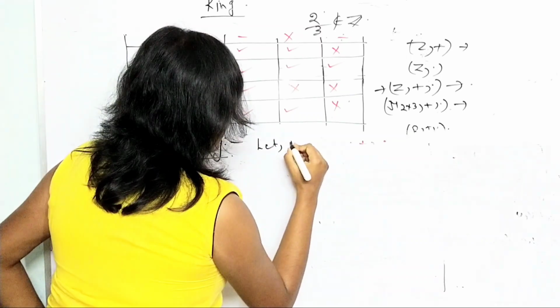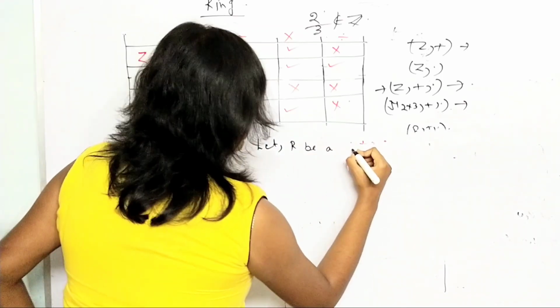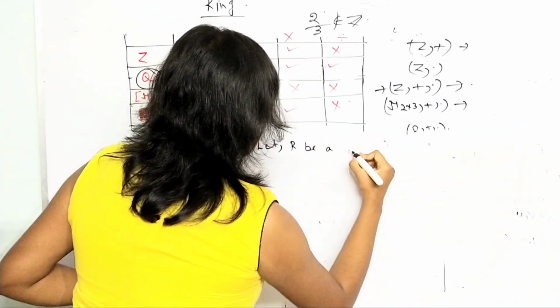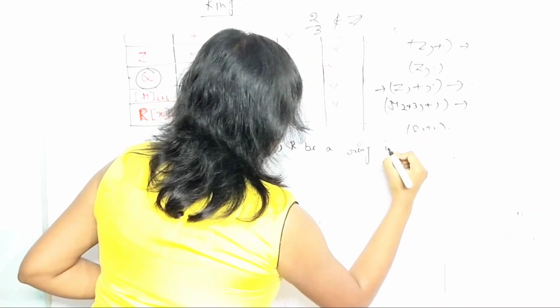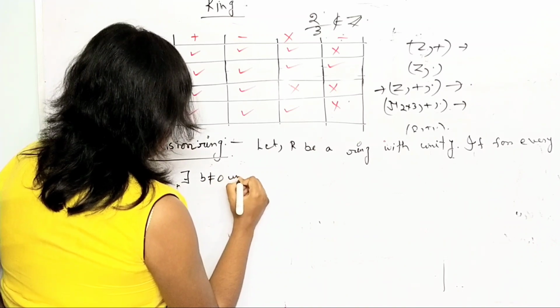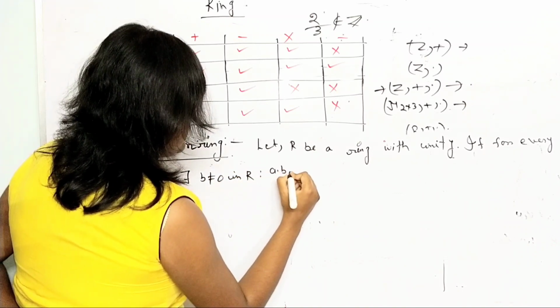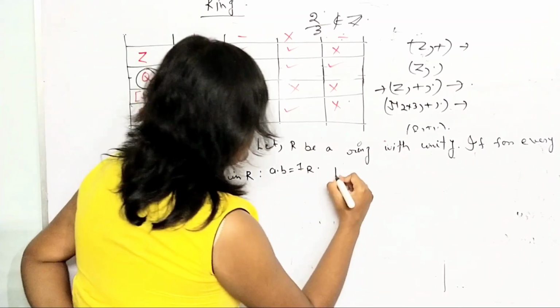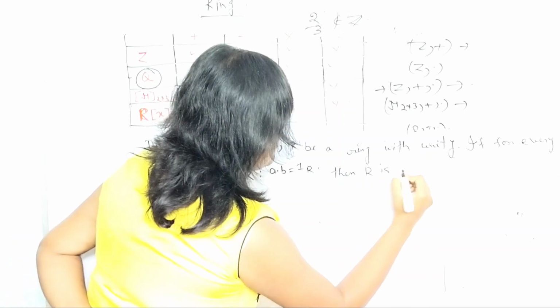Let R be a ring with unity. If for every a not equal to 0, there exists b not equal to 0 in R such that a dot b equals 1_R, where 1 is the identity element, then R is a division ring. I am not writing this, you all write it down.